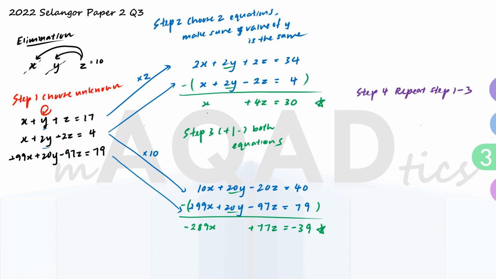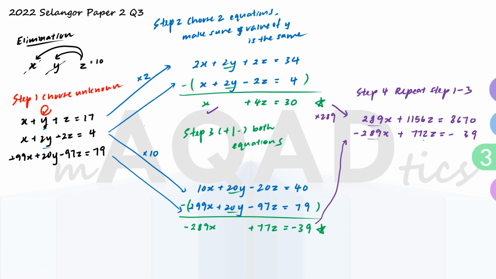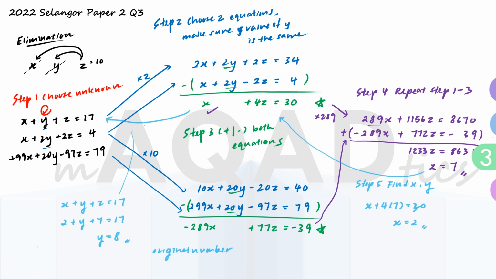So let's say this time we choose x. So to make sure the values of x are the same, the first equation I multiplied 289, which is quite a big number. And the signs of x are different, so to eliminate x, we need to add them up together and find the value of z, which is 7. So once we found a value for an unknown, we can go backwards to find the value of x and y. And our original number would be 287. So congratulations, we have completed today's question.